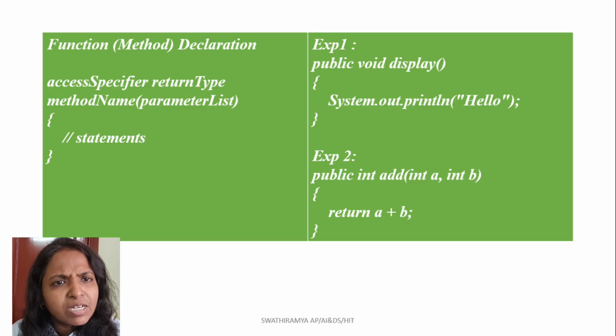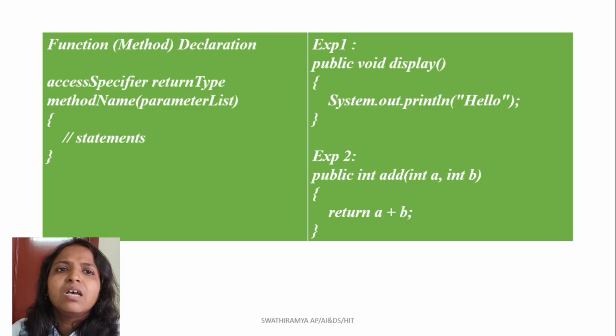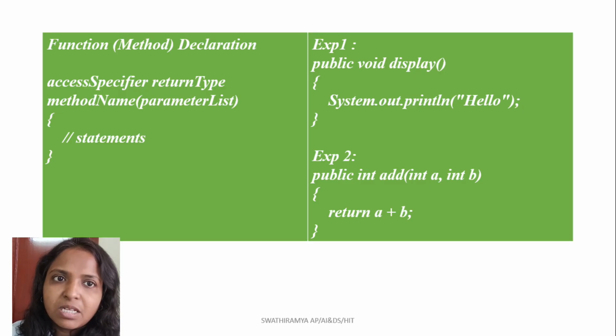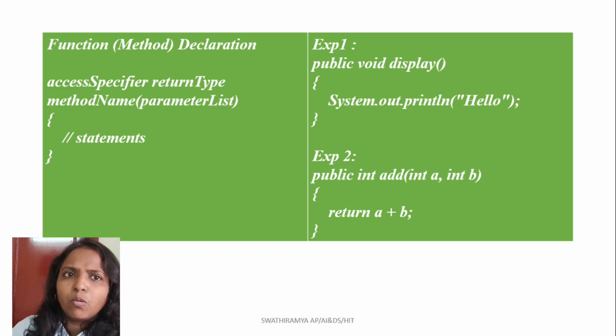If the function is not going to return anything, you can simply give void, that is, it's not going to return anything. Access specifier, return type, and the name of the method or function, then an open bracket. In that bracket, you can give the list of parameters that you want to pass into the function.